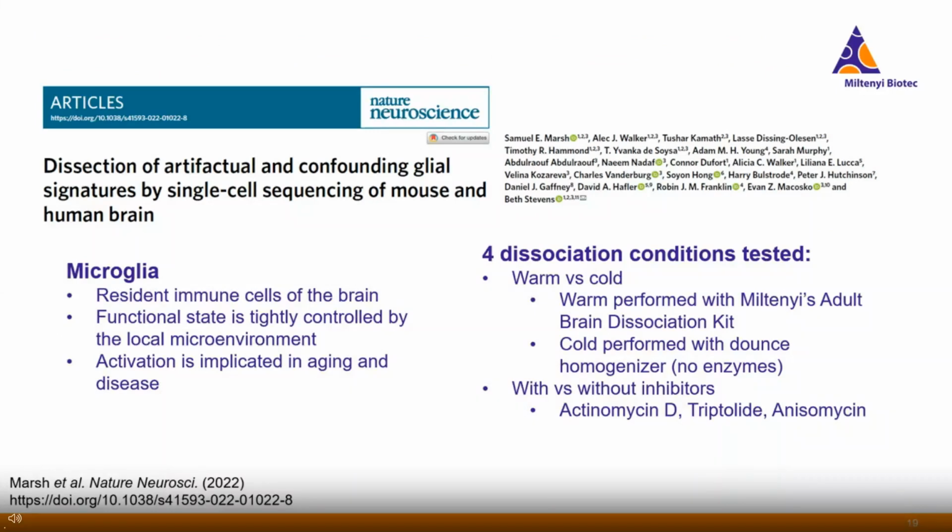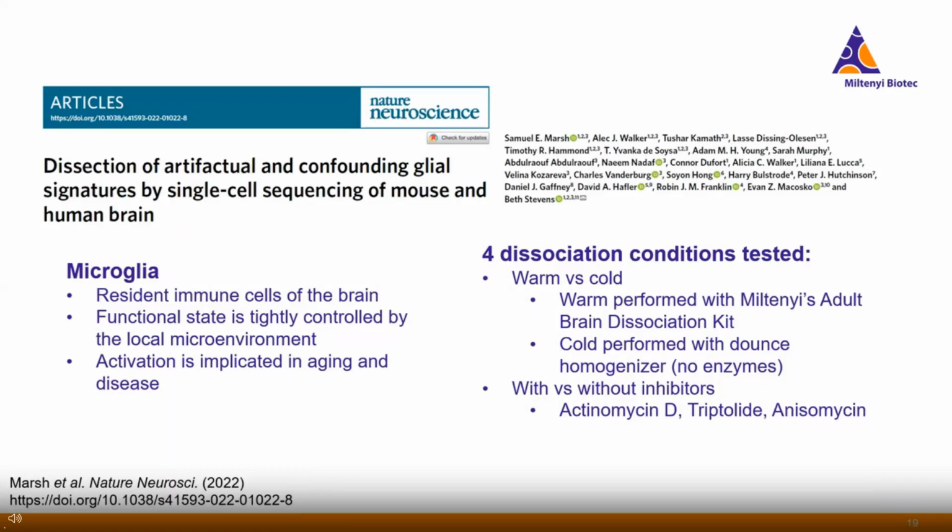Microglia are a good cell model for dissociation-induced artifacts because they're highly reactive to their local microenvironment. Microglia are the resident immune cells of the brain, and microglia activation has been implicated in aging and disease, so examining microglial cell states is of great research interest. So here's another thorough method paper that looks at a number of dissociation conditions for adult mouse brain.